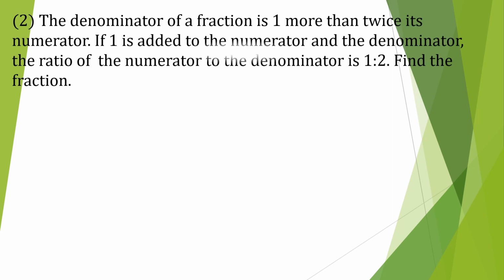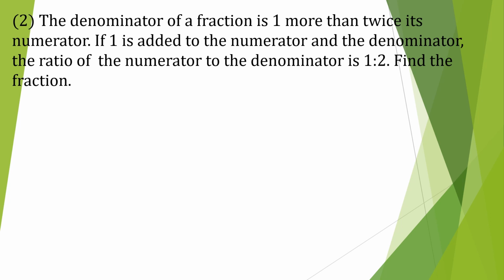Now student, question number 2. What is given in the question? The denominator of a fraction is 1 more than twice its numerator. If 1 is added to numerator and denominator, the ratio of numerator to denominator is 1:2. Find the fraction. So, the first condition given here is the denominator of the fraction is 1 more than twice its numerator. And the second condition given is if 1 is added to numerator and denominator, the ratio of the numerator to denominator is 1:2.